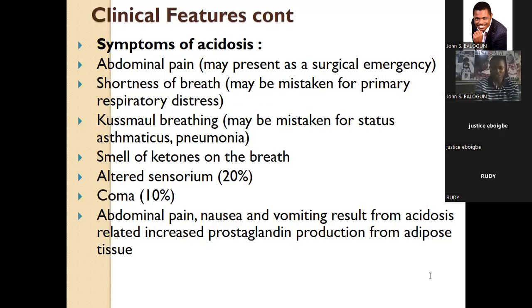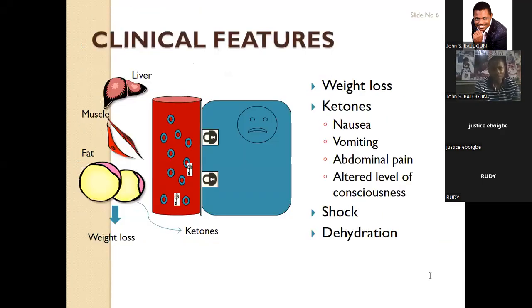some of those symptoms include weight loss. Remember, I told you weight loss despite adequate appetite. That is very, very important. Then ketones. Now, with ketones in the blood, the patient may have nausea, vomiting, abdominal pain. Sometimes they present with altered level of consciousness or even in frank coma from hyperglycemia. Then they can present with shock because of hypovolemia. Then dehydration. The dehydration could be mild, moderate, or severe.